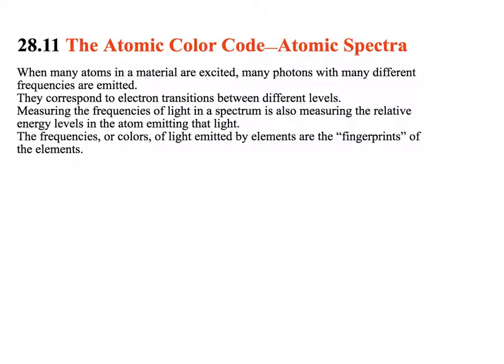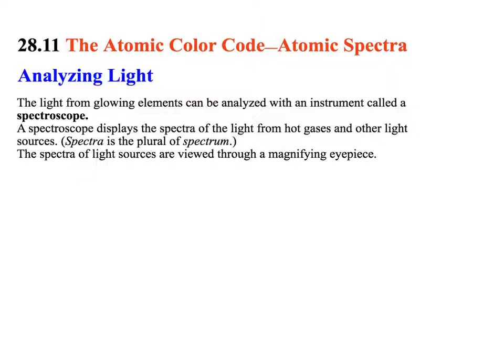When many atoms in a material are excited, many photons with many different frequencies are emitted. They correspond to electron transitions between different levels. Measuring the frequencies of light in a spectrum is also measuring the relative energy levels in the atom emitting that light. The frequencies or colors of light emitted by the elements are the fingerprints of these elements. The light from glowing elements can be analyzed with an instrument called a spectroscope. The spectroscope displays the spectra of the light from hot gases and other light sources. Spectra is the plural for spectrum.